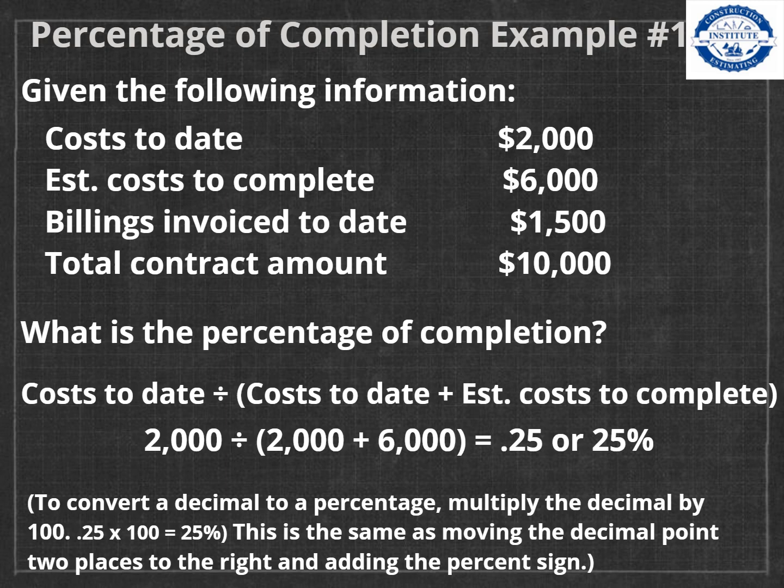We're just going to plug the information into the formula. Our cost to date, $2,000, divided by, and then in parentheses, our cost to date, $2,000, plus our estimated cost to complete, $6,000. What we have is $2,000 divided by $8,000, which would be 0.25 on your calculator, or 25%. To convert a decimal to a percentage, you're either going to multiply by 100 or just simply move your decimal place 2 places to the right and add a percent key.